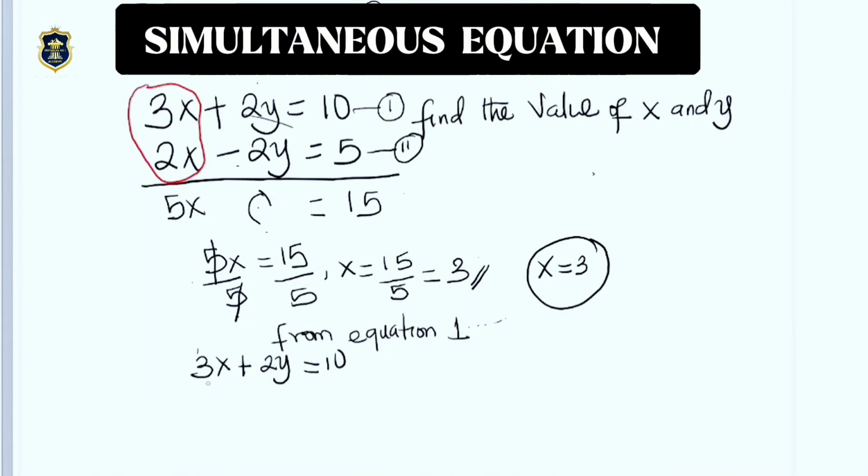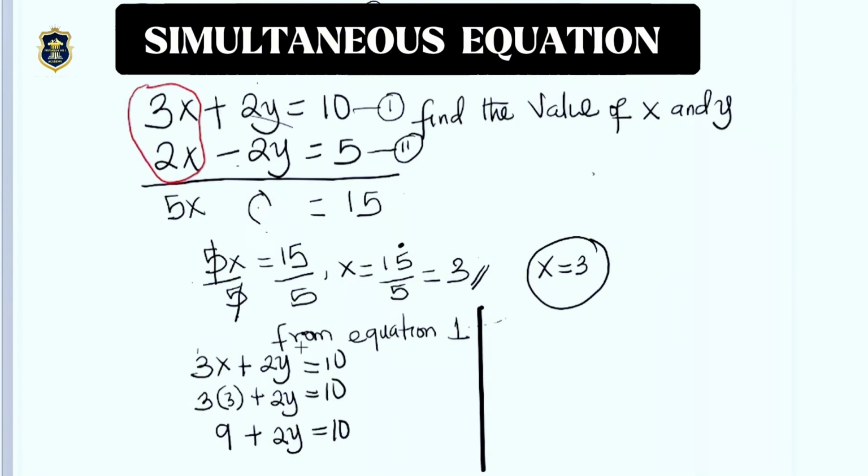So I will say 3 bracket the value of x, which is 3, plus 2y equal to 10. I know that 3 times 3 here, because a bracket means times, becomes 9 plus 2y equal to 10. I'm going to rule a line here and continue from here.